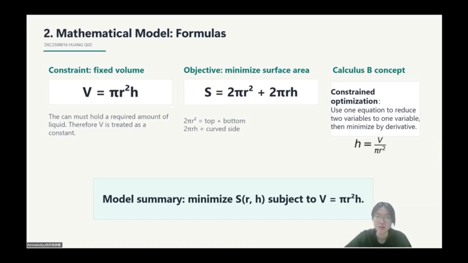The model uses important calculus ideas, especially functions of two variables and constrained optimization. The surface area depends on both r and h, but the fixed volume constraint connects these two variables. In the next step, we can rearrange the volume formula to express h in terms of r. So h is equal to V divided by πr².